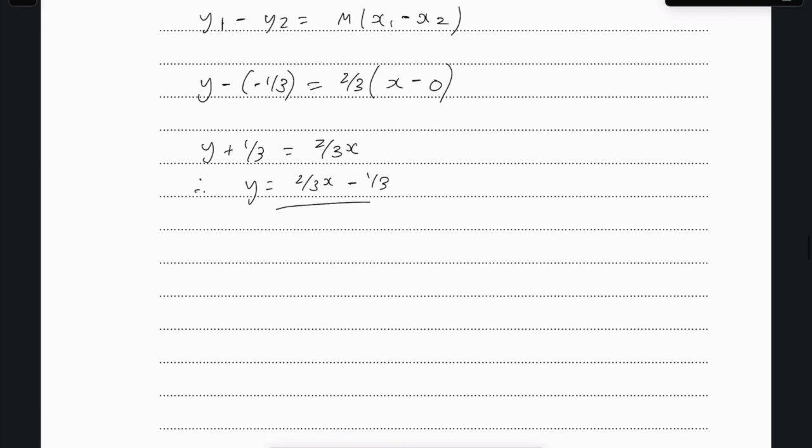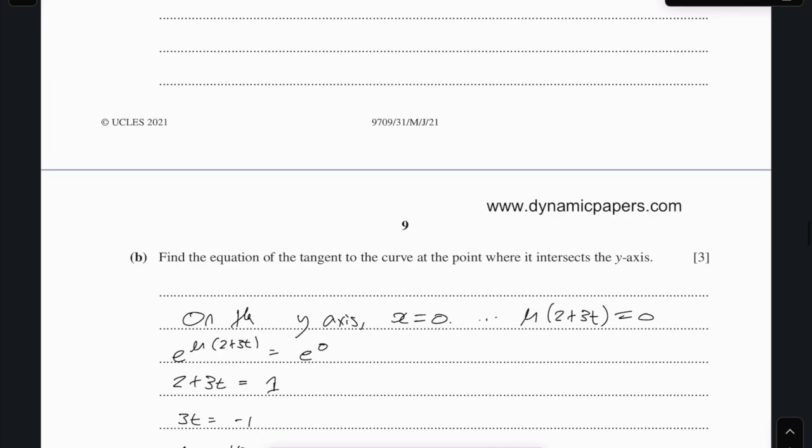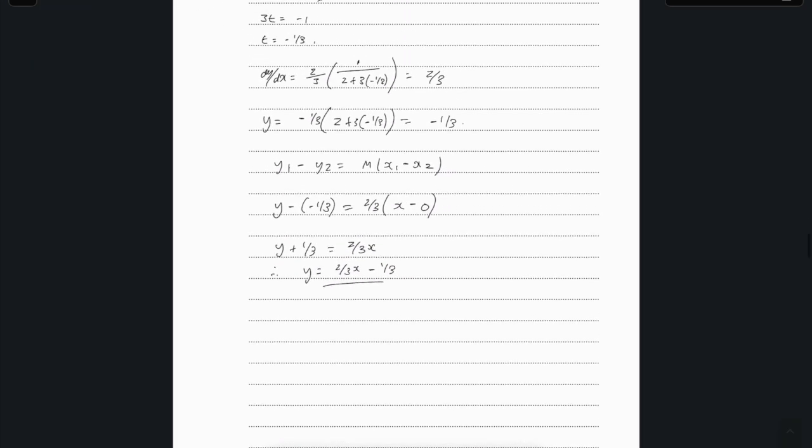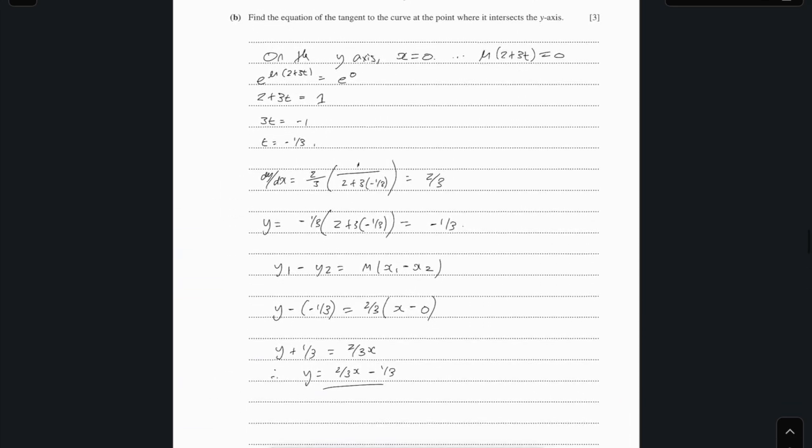Okay, we've got that. And so what we can say from here is, well, that's basically the equation. You could put it in a different form if you want, but that's basically it. So just to recap here, okay? This is our equation. All we've done is we've recognized that on the y-axis x equals 0, okay? We found a value of t that suits this. We found dy by dx using the value of t. We got to here. And our answer is y equals 2 over 3 x minus a third.